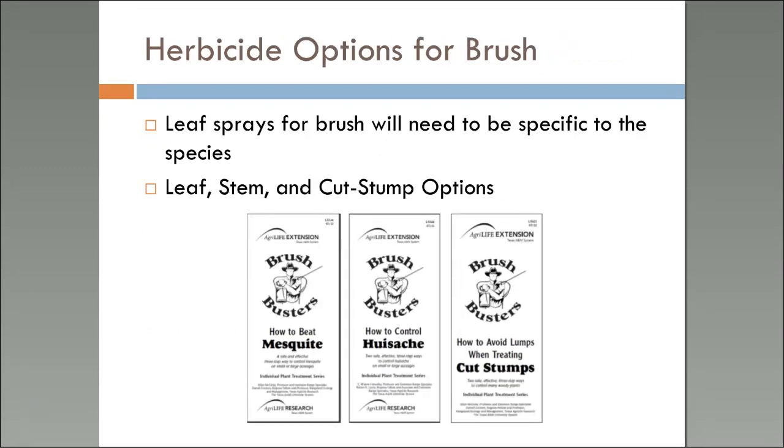All right, let's look at some herbicide options for brush. With brush, we typically do leaf sprays that are specific to that certain species, so you need to know what species you're dealing with. But you also have the option of doing stem sprays or cut stump options, where you're actually removing that tree and just treating the stump that's left. We have a brush buster series that will be available on our AgriLife bookstore website that covers a lot of the main brush species and also how to do the cut stump method.